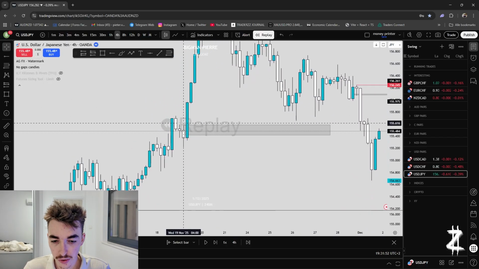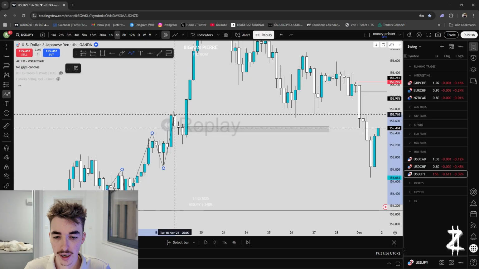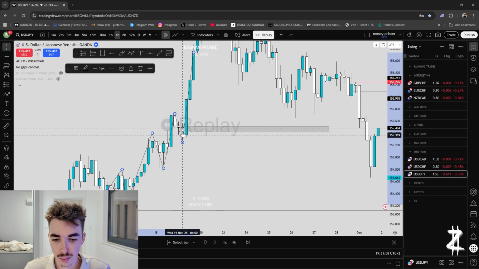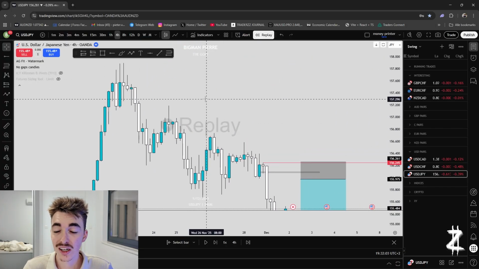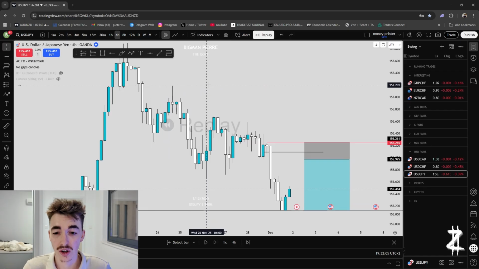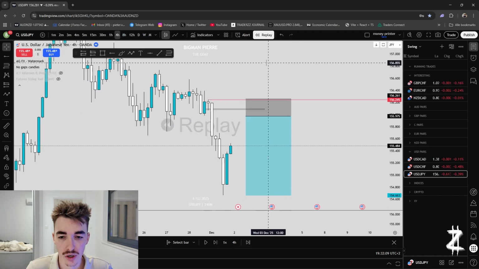But again, how could you identify this? Super easy, take your arrows. Where is my last big push? It would have been right there. So again, how to mark out supply and demand? Take your arrows, take your childish, stupid arrows, mark out your last big push, and this is where you would like to trade off.